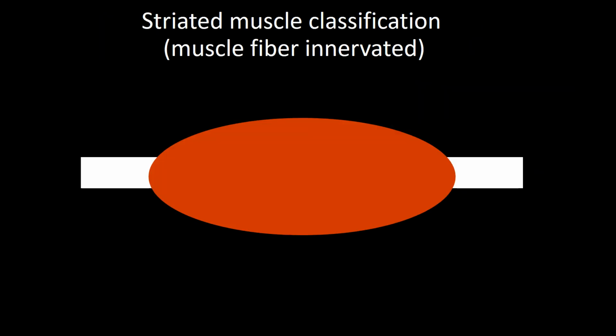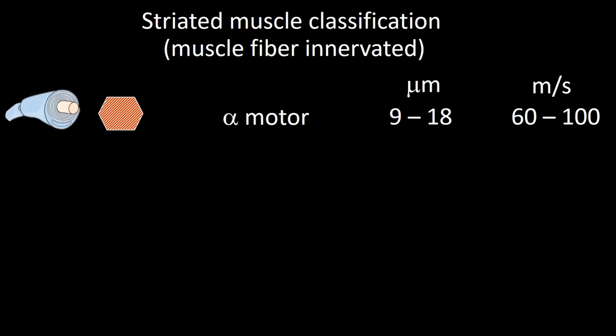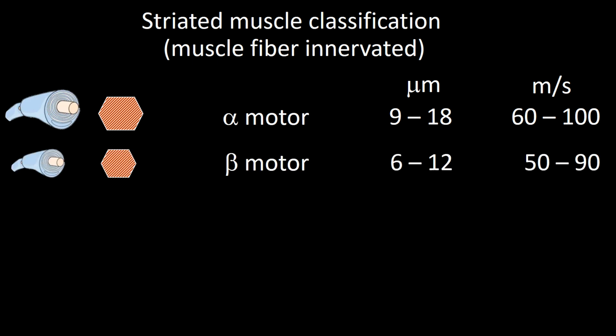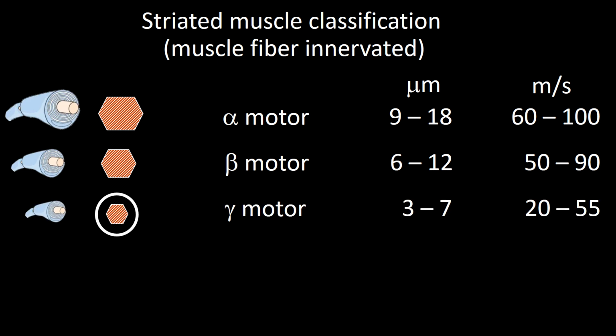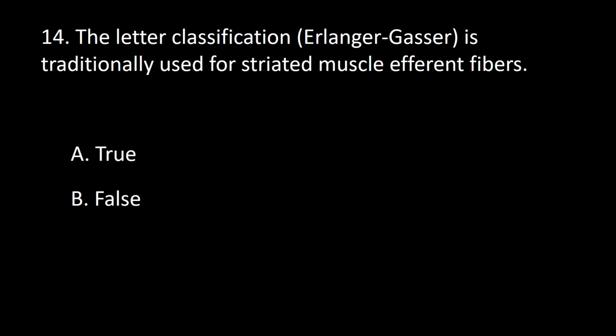There is also another classification that uses Greek letters. It is used for striated muscles. The thickest fibers innervating the largest muscle fibers are called alpha motor fibers. The fibers innervating slightly smaller muscle fibers are called beta motor fibers. The fibers innervating intrafusal muscle fibers are labeled gamma motor fibers. So the answer to this question is B.